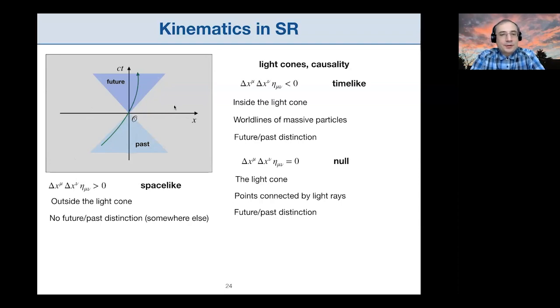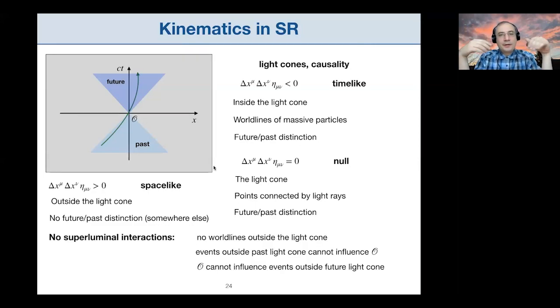So for a particular frame, we can consider as the future points for which ct is positive, and as the past points for which ct is negative. However, if we change the reference frame, this future and past distinction will change because of the relativity of simultaneity. In fact, it's easy to show that for any point which is space-like with respect to our O, we can find reference frames in which ct is positive or negative. So in practice, we don't make any future and past distinctions for points separated by a space-like interval from a given O. They lie neither in the future nor in the past. They're just somewhere else.